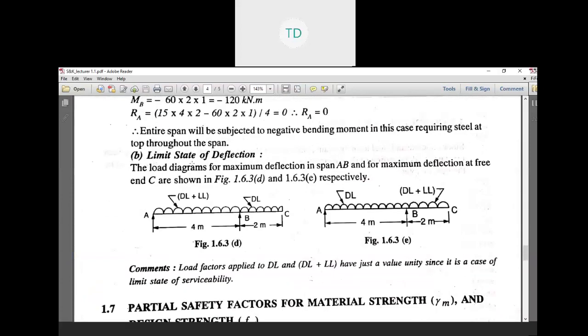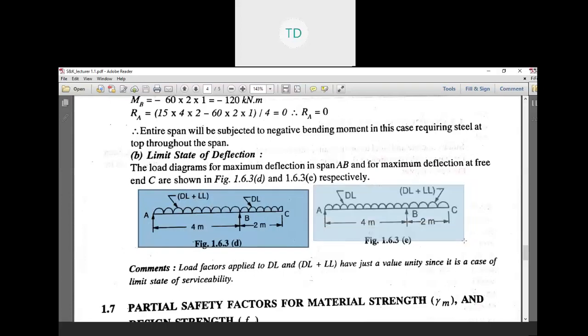The topic is about deflection, the limit state of deflection. The load diagram for maximum deflection in span AB and for maximum deflection at free end C are shown in the figure. We saw in figure D, points A, B, C, where A and B are simply supported and C is a cantilever. Here the combination of dead load plus live load, and here only dead load, 4 meter span, 2 meter span.